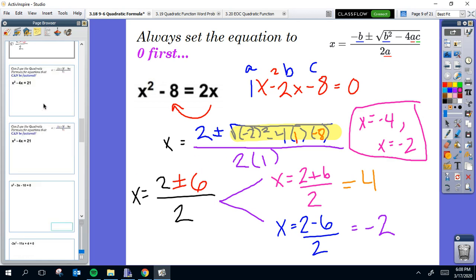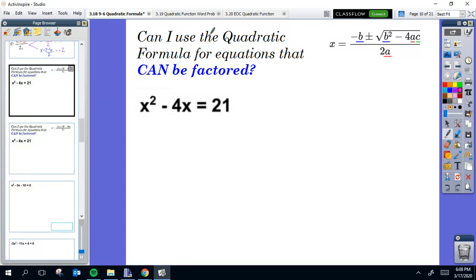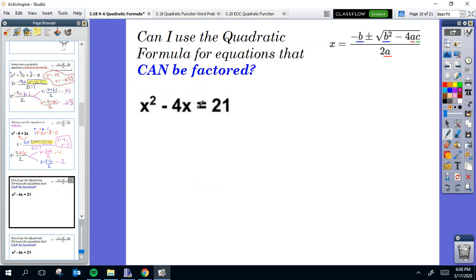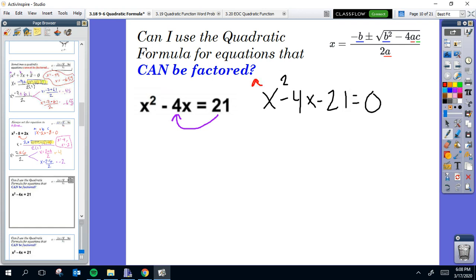Okay, and then my final example to do with you guys: can I use the quadratic formula for equations that can be factored? Our first one could not be factored. This one can be factored, and we'll use that to double check our answer. So set it to equal, gotta move this 21 over, do that through subtraction, and I end up getting x squared minus 4x minus 21 equals 0. I'm gonna label A, which is 1, B, negative 4, and then C is negative 21.